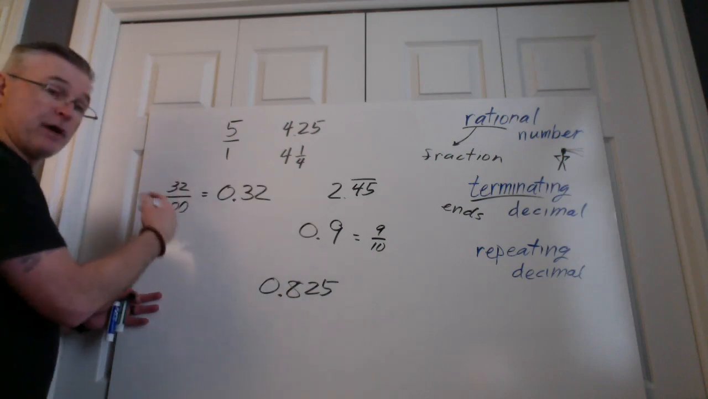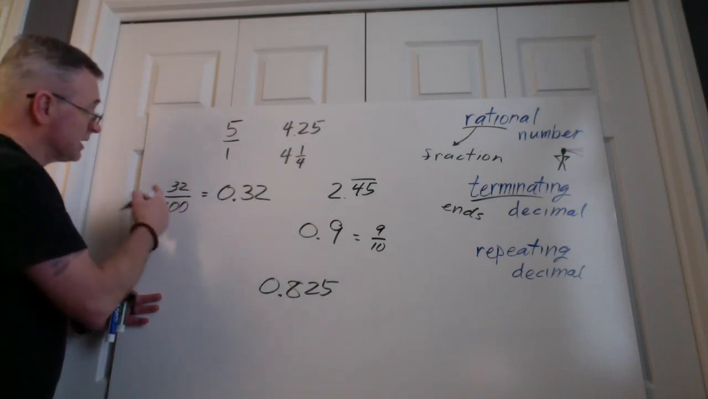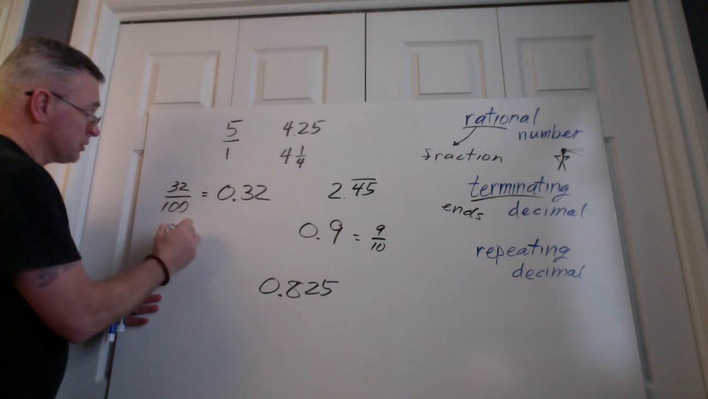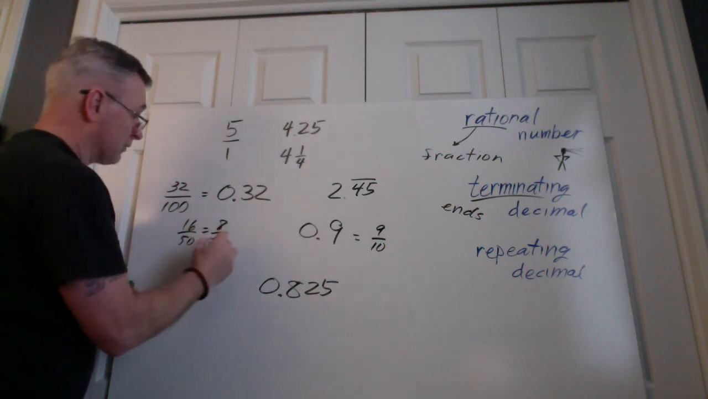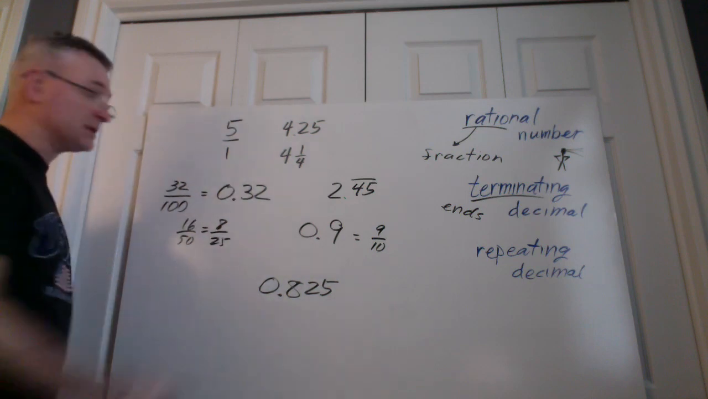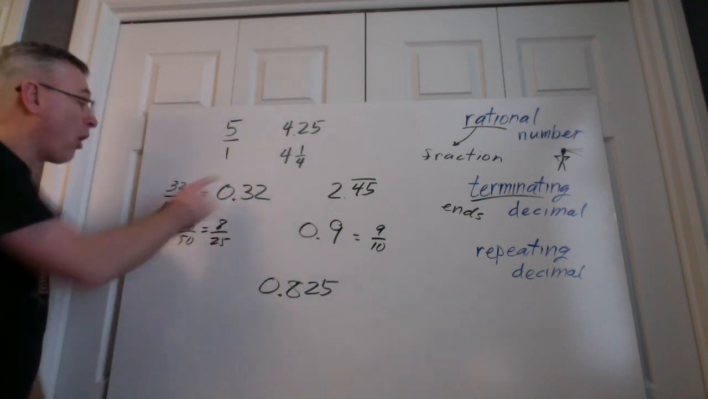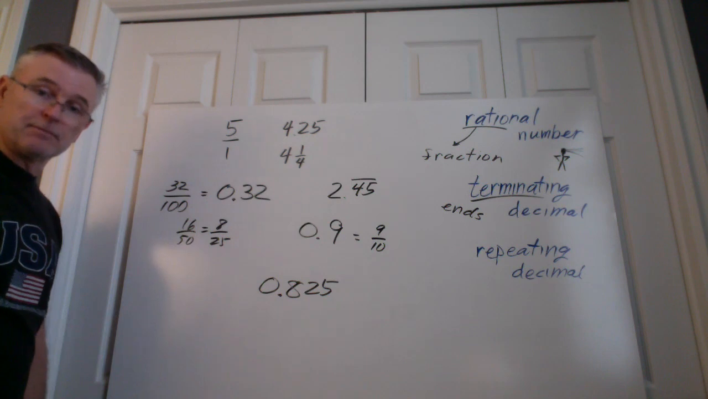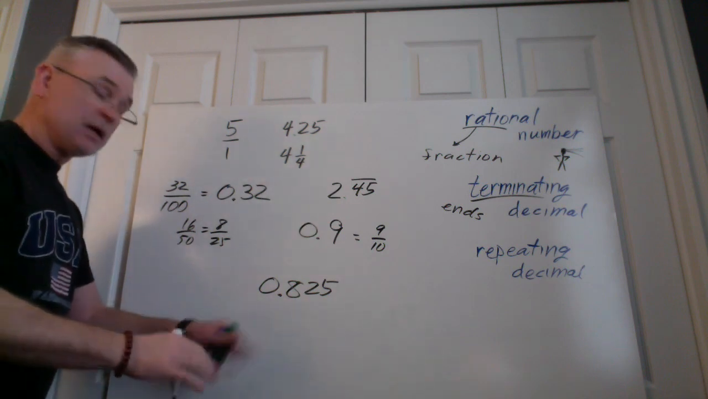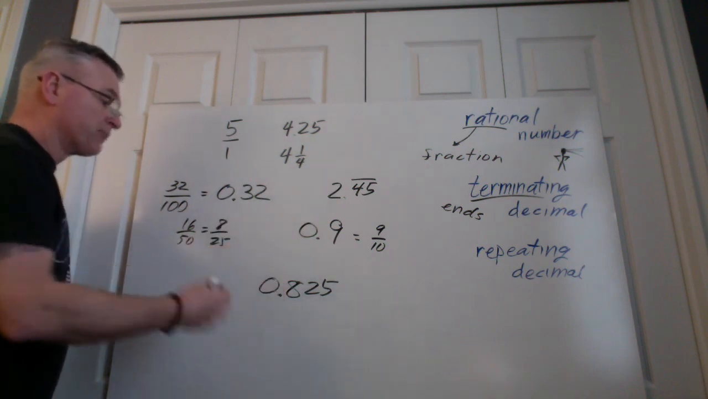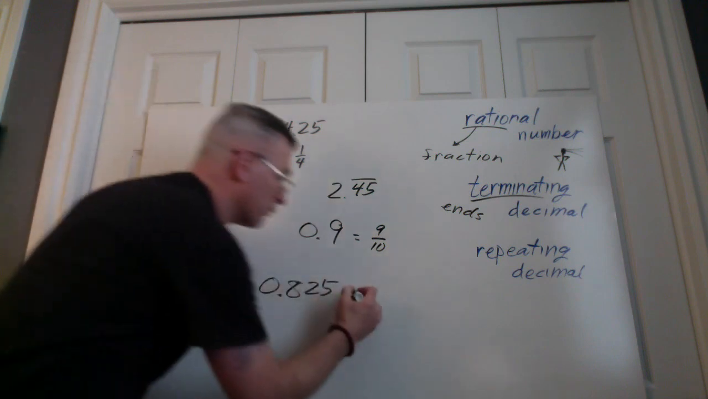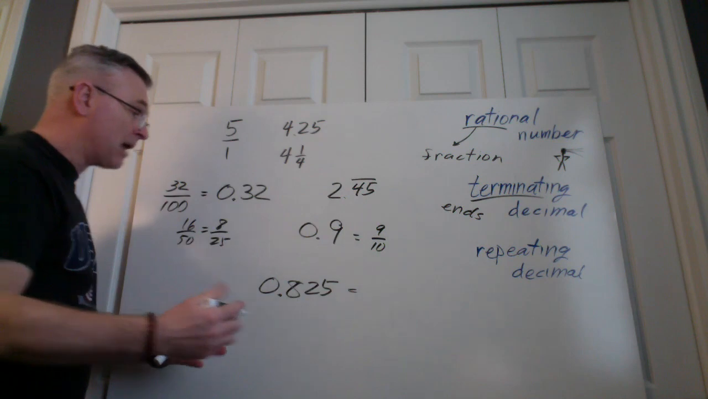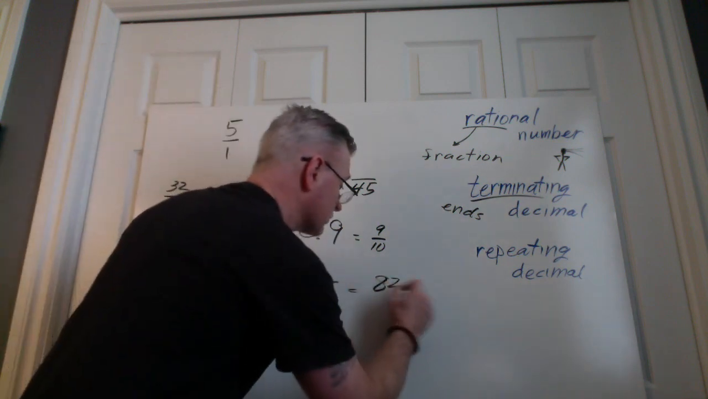Now, I can simplify this. I can say, well, there's a 2 in the top and a 2 in the bottom, so let's make that 16 over 50. There's another 2, so let's go 8 over 25, and we're done. This is 8/25. But all of these are rational numbers. Now, 0.825 is 825 thousandths. So if we can say it out loud, we can write it down.